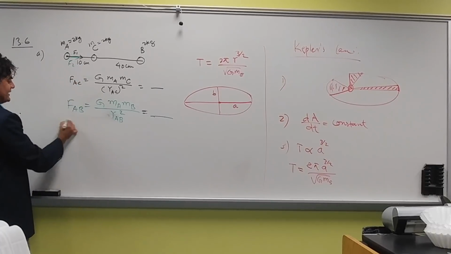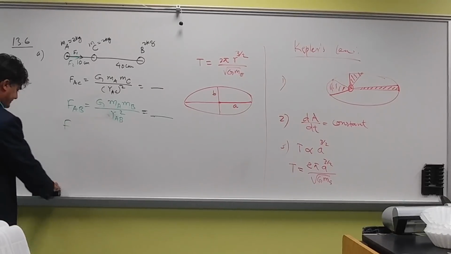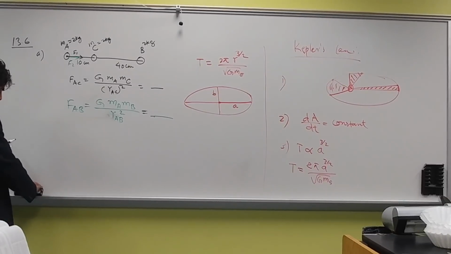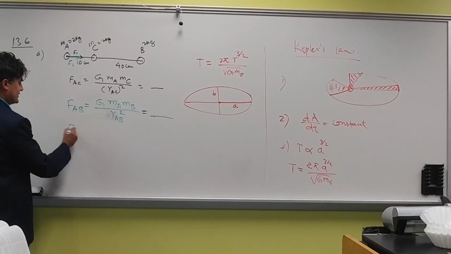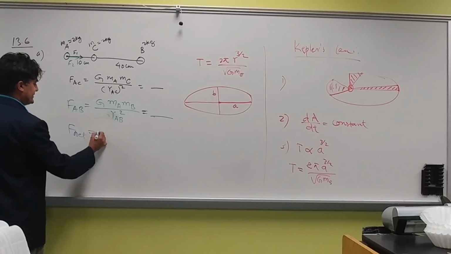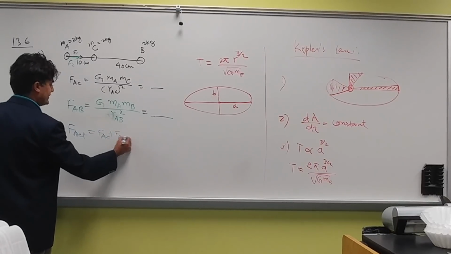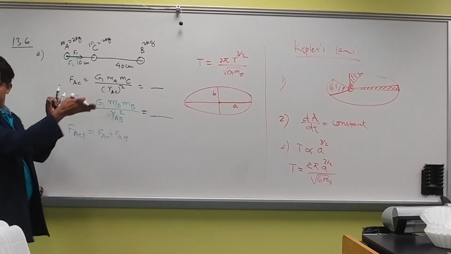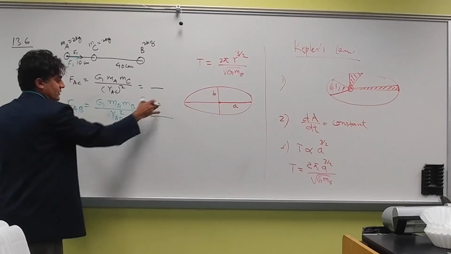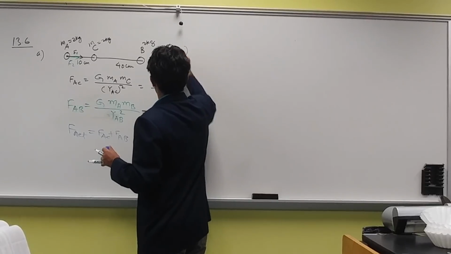So your F net is what? What is your F net? FAC plus FAB. Exactly, very good. So this is very easy because F net is FAC plus FAB. Since they are both in the same direction, you can just add these two. You're done.